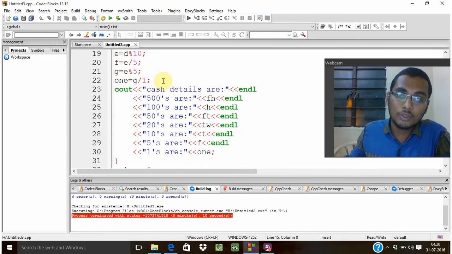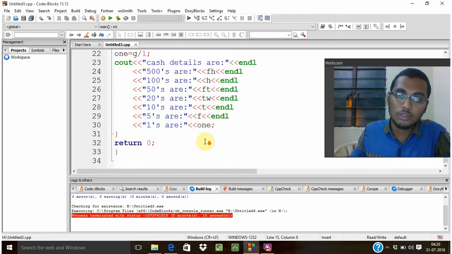And for my output, I used cout statements, and endl is to get the output on the next line, that is 500 rupee notes, 100 rupee notes, and finally up to 1 rupee notes, and then the result will be returned here.